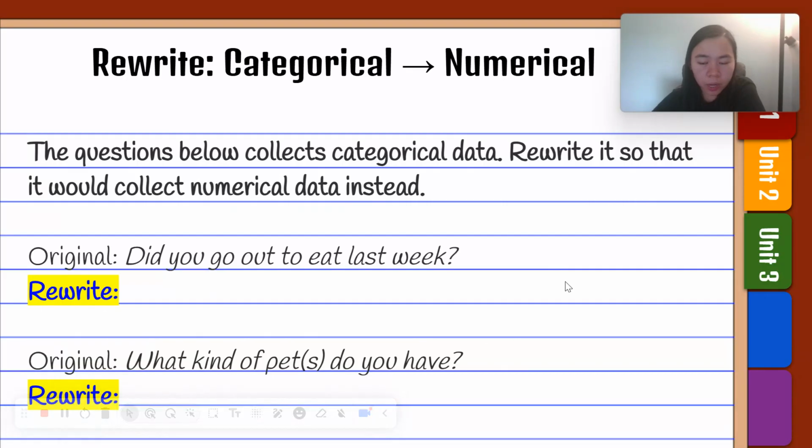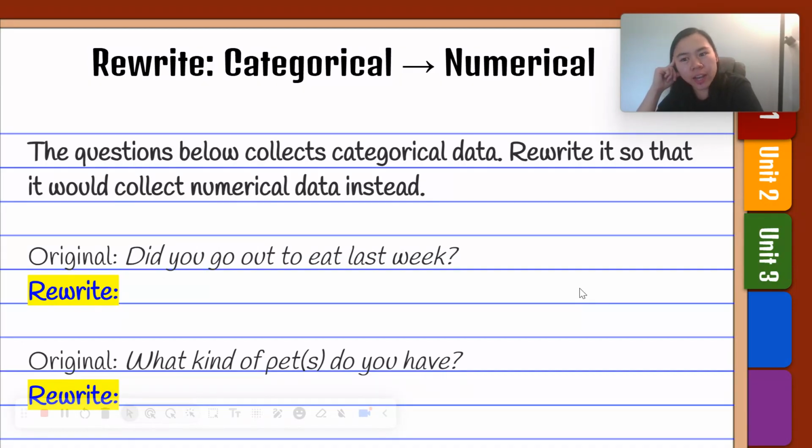Whoops. Rewrites. And this is the last slide before you submit. The question below collects categorical data. That means your answer should be words. Rewrite it so that it could collect numerical data instead. We're not writing an entirely new question. We want to change this question so that we get numbers. The original first question is, did you go out to eat last week?